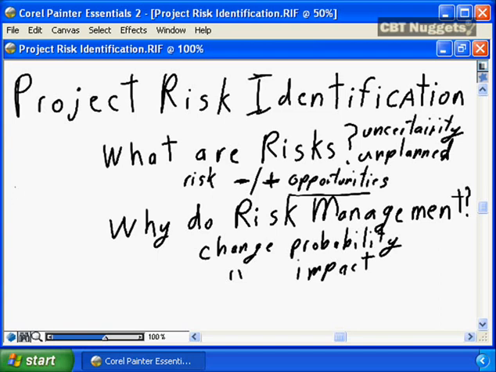Risk management is all about dealing in the unknown. Dealing in the unknown can be very stressful. How can we talk about producing plans? How can we talk about managing the unknown when in fact it is unknown? Risk management is very challenging. Risk management is very difficult. But risk management is very critical to successful project delivery.